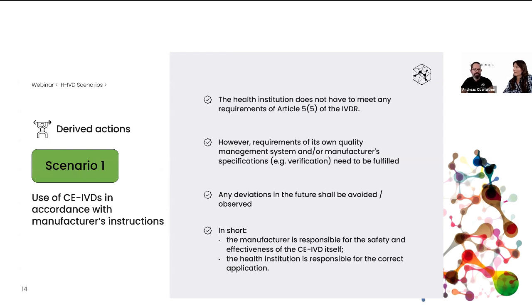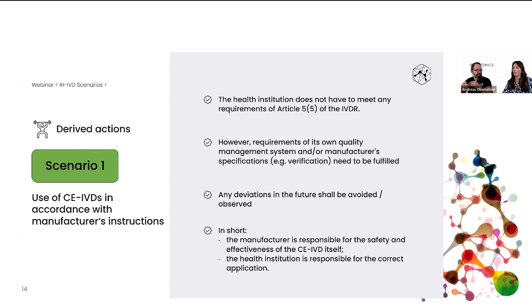But starting with the first scenario we talked about, which is the one which is not an in-house IVD, so the pure usage of CE-IVDs in accordance with the manufacturer's instructions. And this is really important: not to deviate in a single step from the manufacturer's instructions. In that case, of course, the health institution does not have to meet any requirements from this Article 5.5 of the IVDR. However, normally the IFU, the instructions, also provide you with exact handling steps. So what to do, for example, to do the implementation and also the integration in your environment.